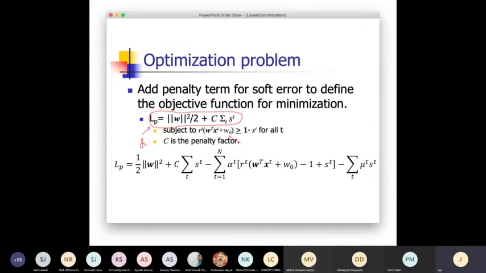And then there are these slack variables. For every sample, n samples, there is this slack variable. So t is simply the index of the sample. So t is not a parameter here. So you have so many parameters, n plus d plus 1 parameters here.